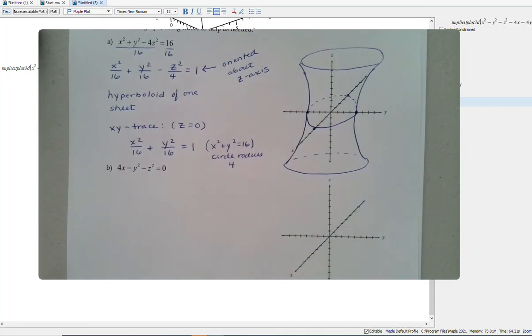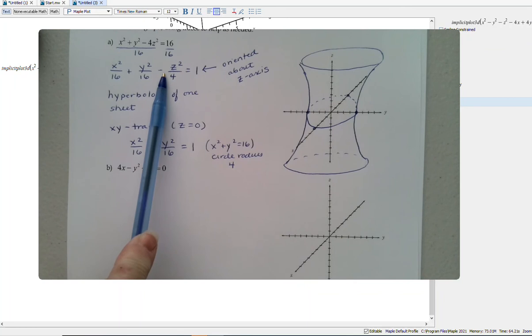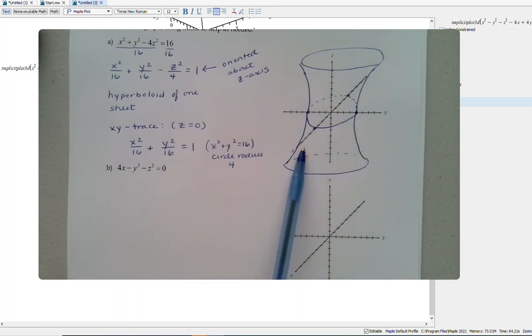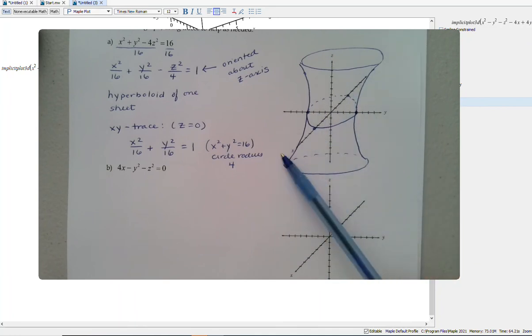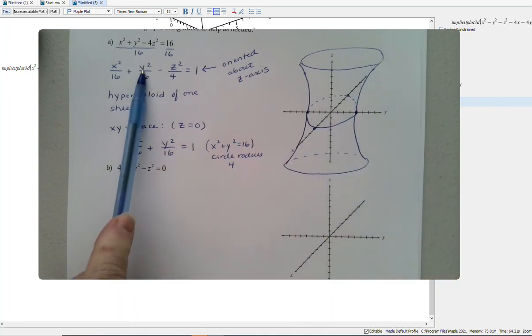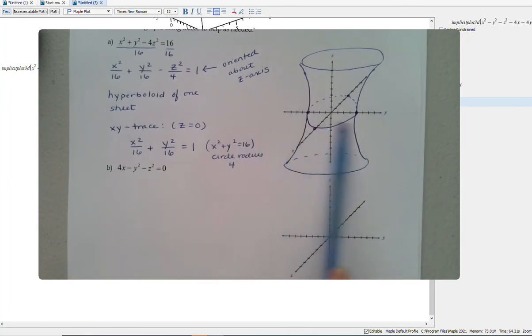But I can make slight changes, and I can take these same shapes and orient them around other axes. We'll see this again as we do more examples, but I will say right now, if the x had been negative and the z term had been positive, I would have had the same shape. It just would have been laying sideways and it would have been oriented around the x-axis. Same idea, had the y been the negative term, it would have been oriented around the y-axis. So we can orient these things around any of the axes.